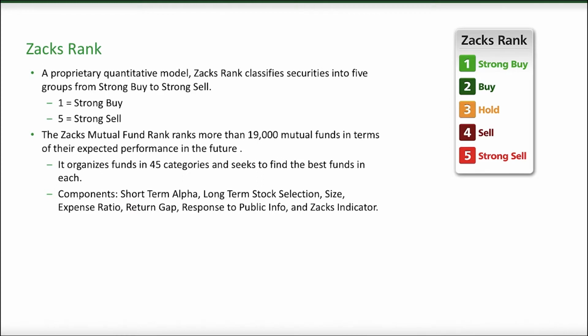A little bit of background on Zacks Rank. Zacks Rank is a proprietary quantitative model that classifies securities into 5 groups from strong buy to strong sell. The Zacks Mutual Fund Rank specifically ranks more than 19,000 mutual funds in terms of their expected performance in the future. It organizes funds into 45 categories and seeks to find the best funds in each category. The components that make up the mutual fund rank are short-term alpha, long-term stock selection, size, expense ratio, return gap, response to public information, and Zacks indicator.